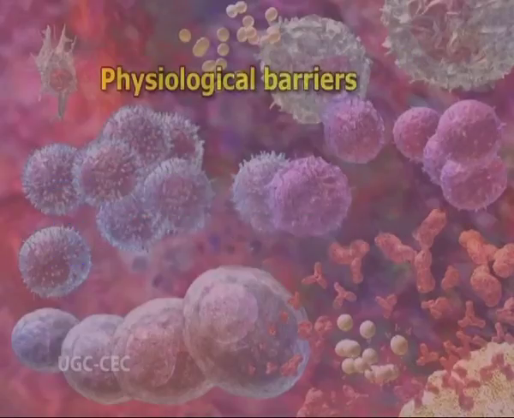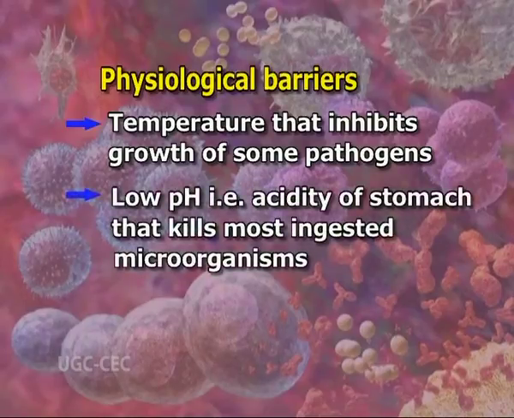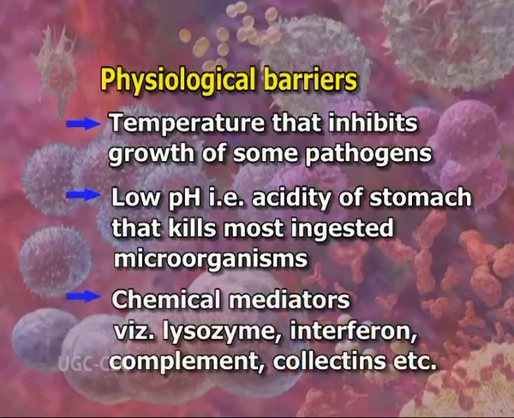Physiologic barriers include temperature that inhibits growth of some pathogens, low pH, that is the acidity of the stomach that kills most ingested microorganisms, and chemical mediators like lysozyme, interferon, complement, collectin, etc. that mediate defense by various mechanisms.